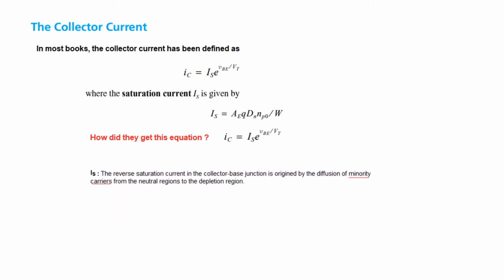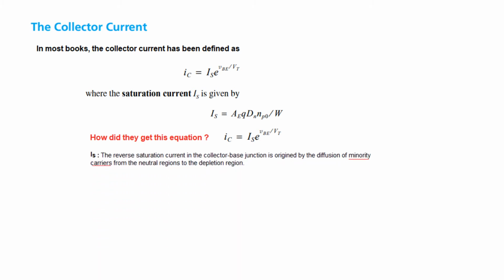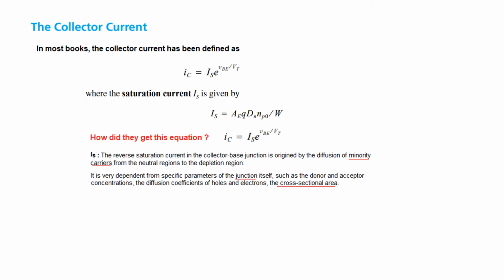Some of the explanations about this IS that I got: it is the reverse saturation current in the collector base junction, originated by the diffusion of minority carriers from the neutral region to the depletion region. I could not really understand. Then it is very dependent on specific parameters of the junction itself, such as donor and acceptor concentration, the diffusion coefficient of holes and electrons, the cross-sectional area, etc. Here also I was not very clear.